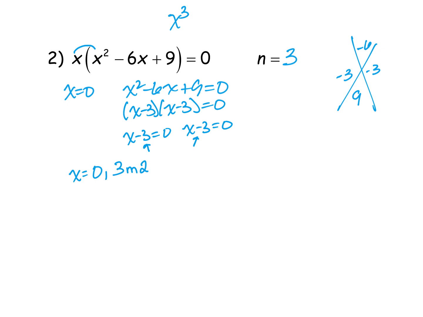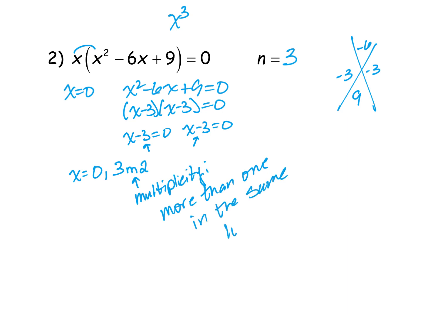And so we just put a little m. This m means multiplicity, more than 1 in the same location. Okay, so I just had 2 in that location. Are there any questions about that? Awesome, you guys. Good job.